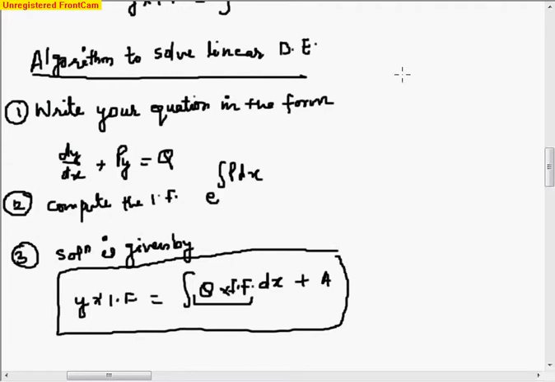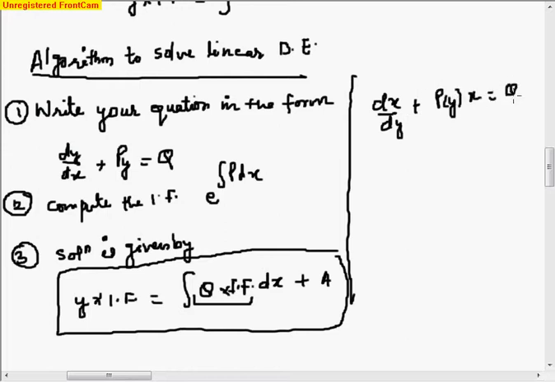Here you must note down this thing. Suppose I have this thing instead: if I interchange x and y, if I have dx by dy plus a function of y times x is equal to a function of y.